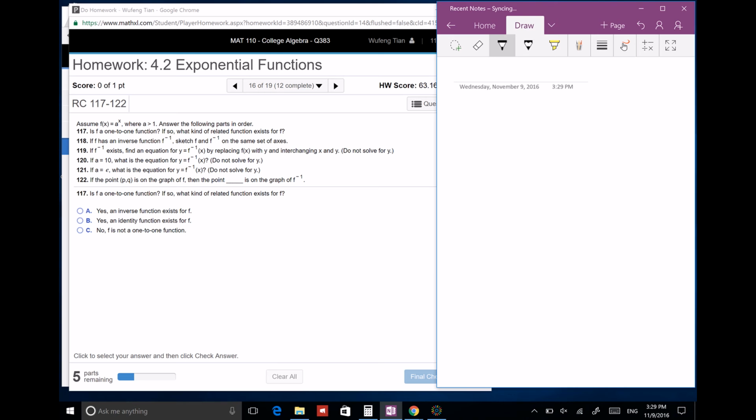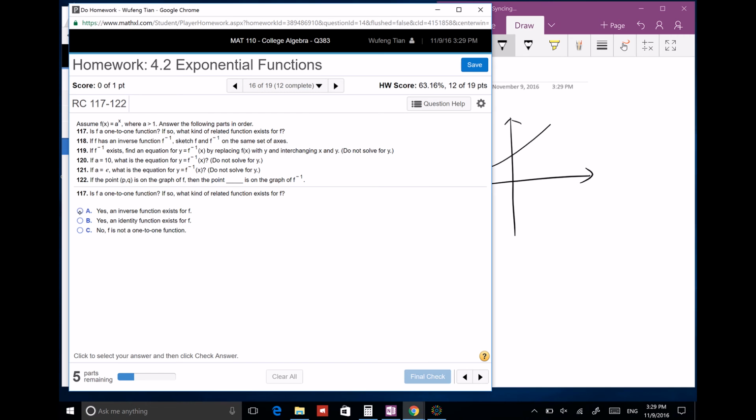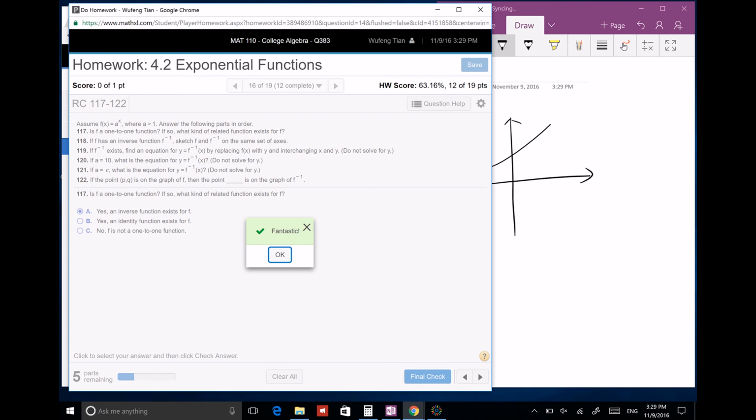Assume f(x) equals a to the x where a is bigger than 1. You have functions like this. Is it a one-to-one function? It is a one-to-one function. Does an inverse function exist for f? Yes, an inverse exists for f, since it is one-to-one.